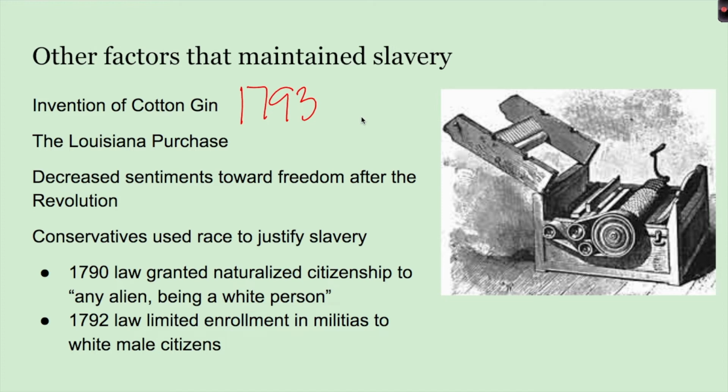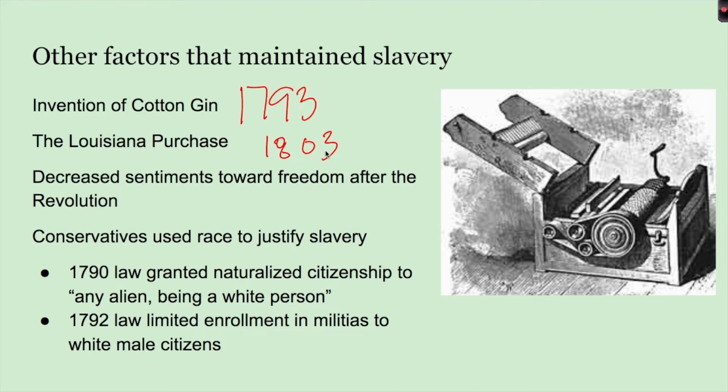The next thing that's going to lead to expansion of slavery or keeping it in place is going to be the Louisiana Purchase, which was done in 1803. And the Louisiana Purchase, it's not just the state of Louisiana. It's going to be a swath of land that literally doubles the size of the United States.